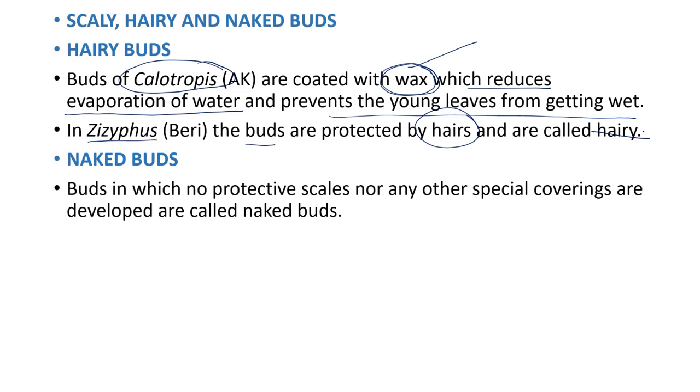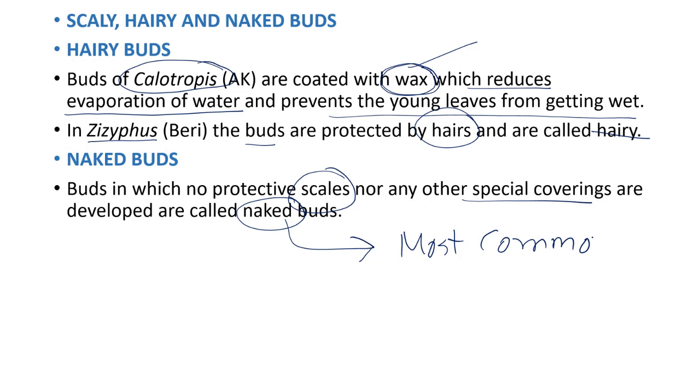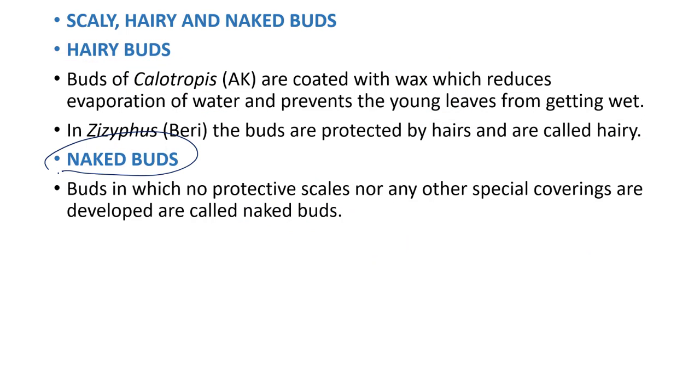And finally we have naked buds. Naked buds are those which have no protective scales or any other covering like hairs or wax, and they are called naked buds. In fact, naked buds are the most common buds. Mostly the buds that you will encounter in different plants, whether terminal buds or lateral buds or whatever their kind might be, are naked buds, because all these buds like hairy and scaly buds are specialized buds, and they are found in certain plants, not in every plant, but the naked buds are the most common ones.